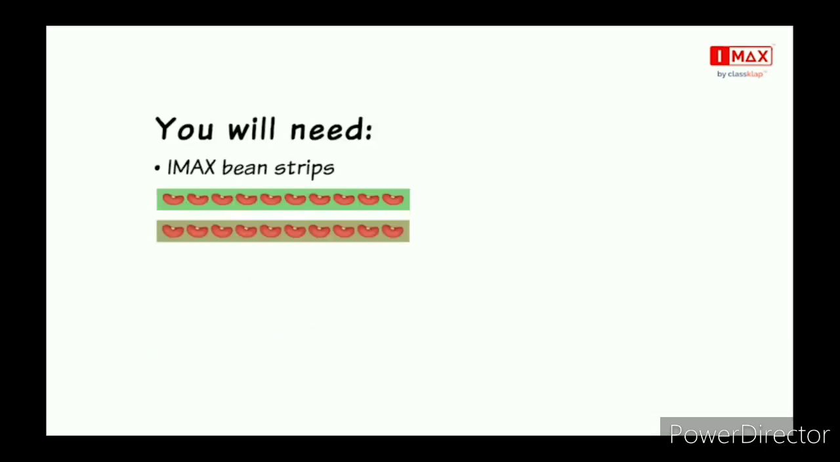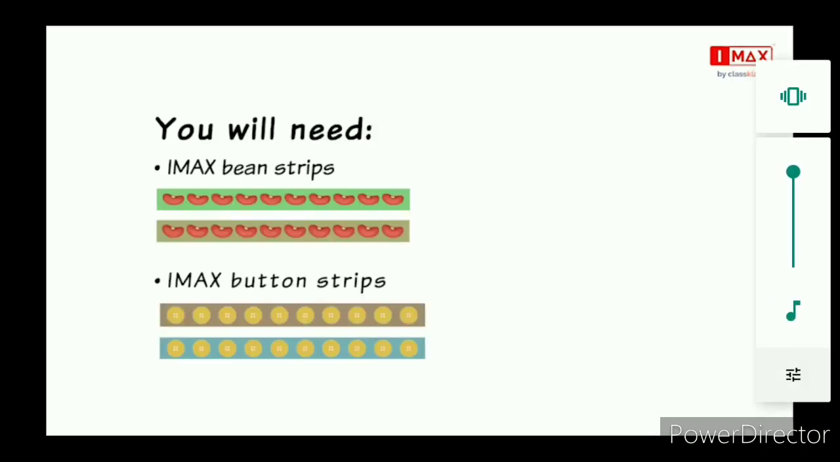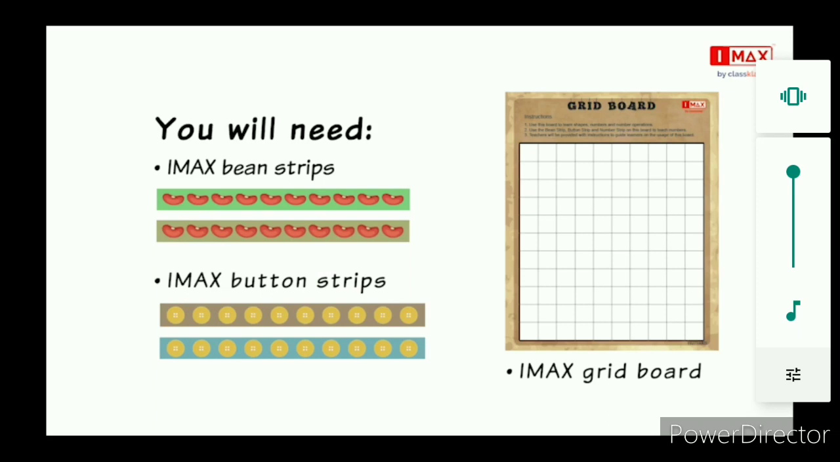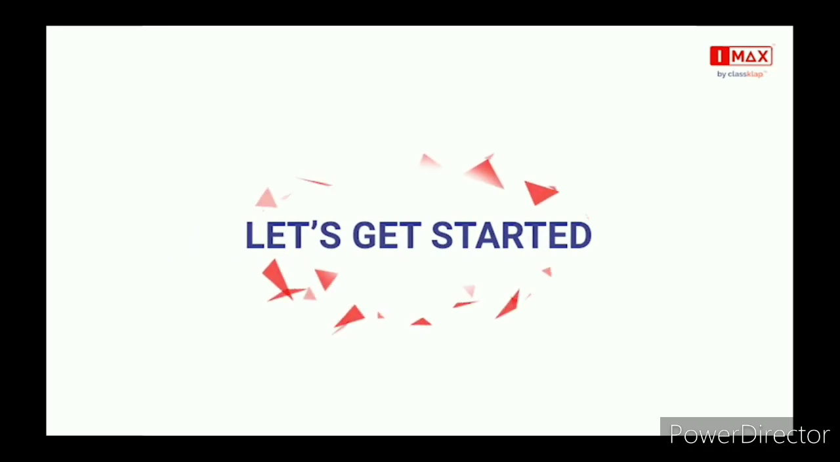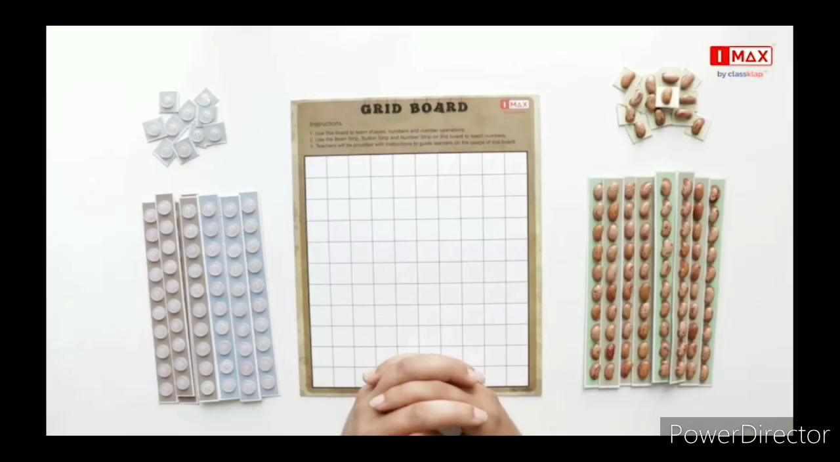For this video, we require the IMAX bean strip, the IMAX button strip, and the IMAX grid board. What is 5 plus 5? It's easy. It's 10, right? We have done it so many times that we already know the answer without having to calculate it. Well, this is a math fact for us. Are there other similar facts that we can use while doing addition or subtraction?